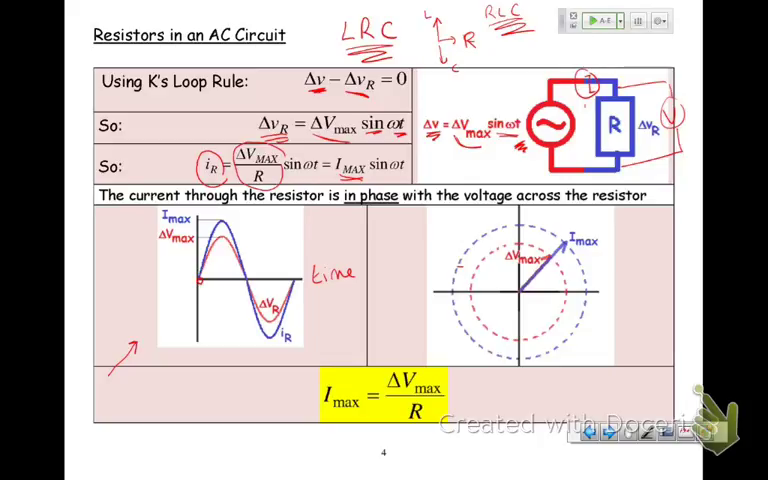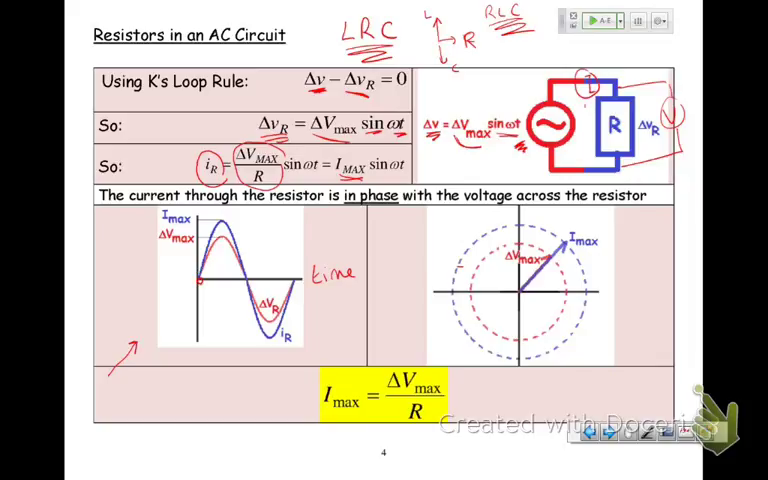Let's replace the resistor with an inductor. Well, I start off the same way. Kirchhoff's loop rule says my EMF voltage plus my voltage across the inductor must sum to 0. And I know that in this case, look for the similarities between these pages.